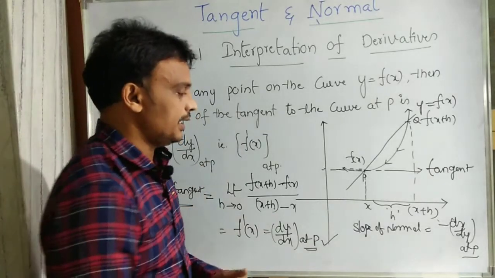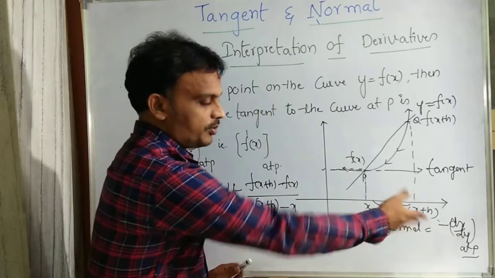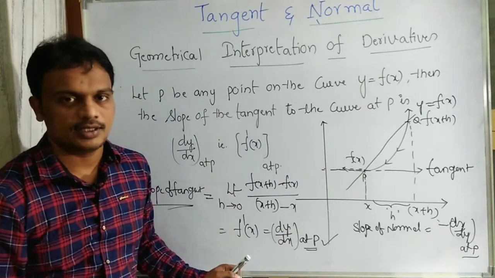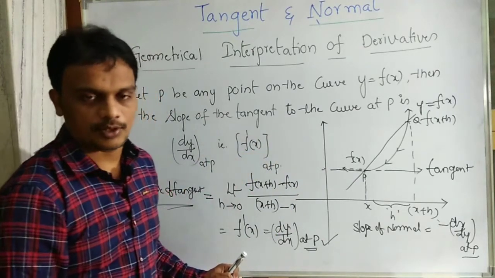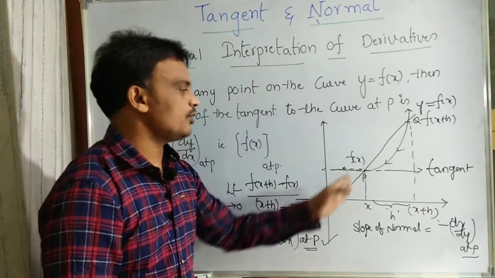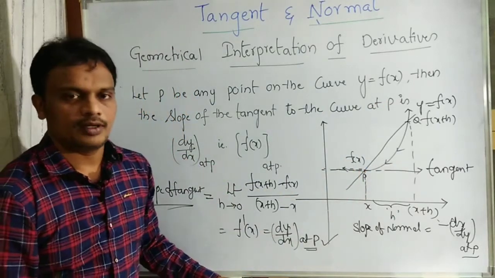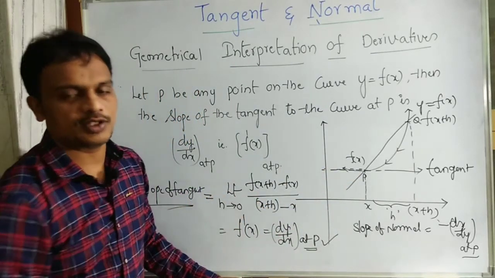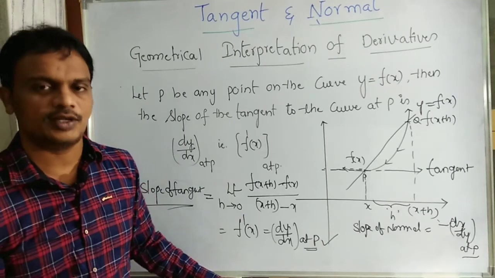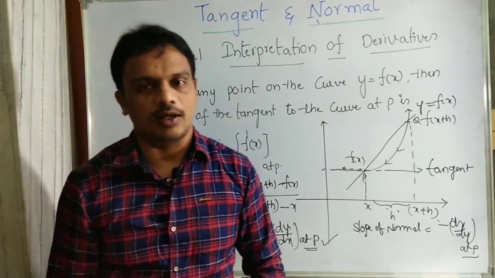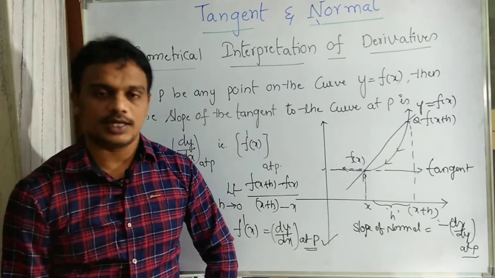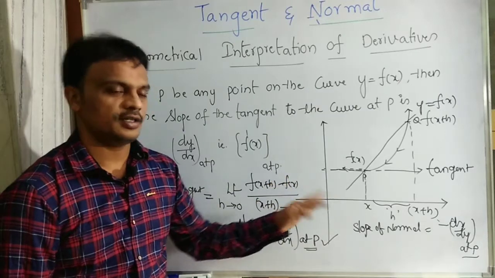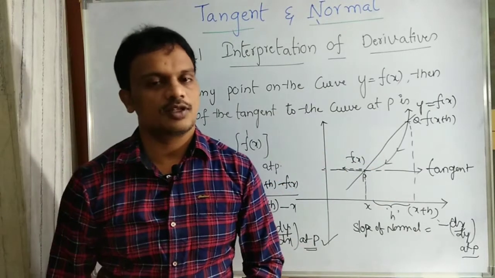The slope of the normal is minus dx by dy at the point P. I think you know this one: the product of the slopes should be minus 1. Based on this, we'll get some problems. Then how can you get the equation of the tangent? Of course, you know this one. When the point P is given, we get the slope of the tangent, and by using the point slope form, y minus y1 equals m into x minus x1, we will get the equation of the tangent. Of course, once you get the equation of the tangent, its perpendicular line is the equation of the normal.